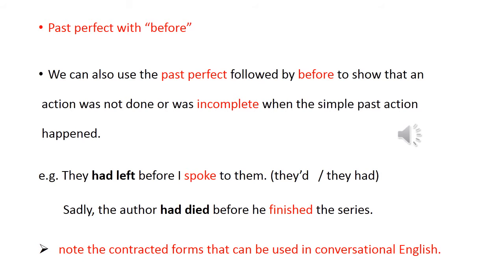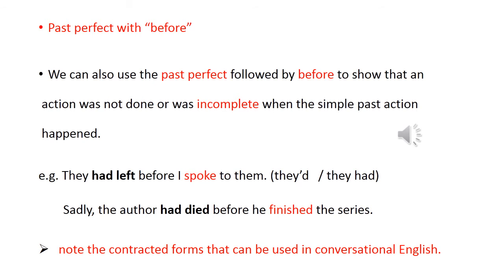Very important use is the past perfect with the word before. We can use the past perfect followed by before to show that an action was not done or it was incomplete when the simple past action happened. Now, if you look at these examples, you will understand what I am telling you. They had left before I spoke to them. They had left. So there is an action of the people leaving and there is an action of my speaking. And which one has taken place first? So the earlier one, they had left before I spoke to them.